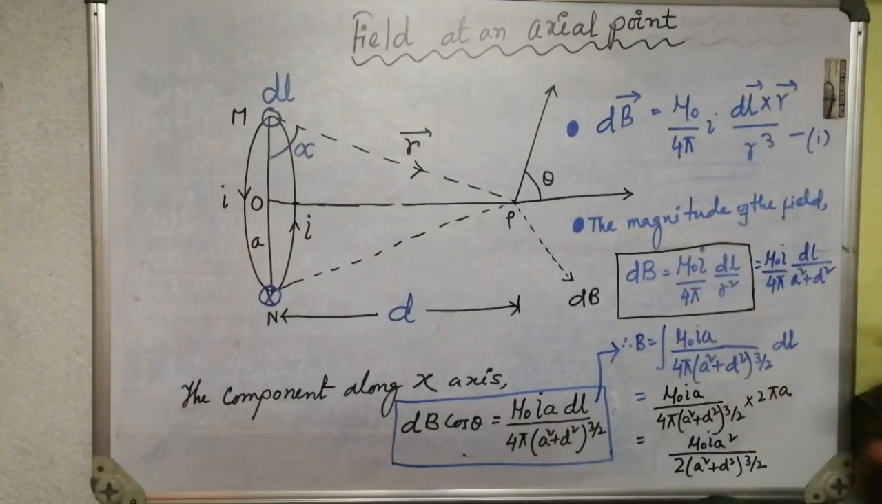So what is the equation of B? Integration of mu naught I into A divided by 4 pi into A square plus D square to the power 3 by 2 dl. So what can we write? See, it is mu naught into I into A divided by 4 pi into A square plus D square to the power 3 by 2 into 2 pi A. So this is equal to mu naught into I into A square divided by 2 into A square plus D square to the power 3 by 2. The equation is up to that.